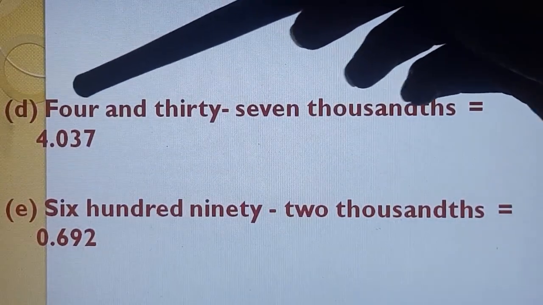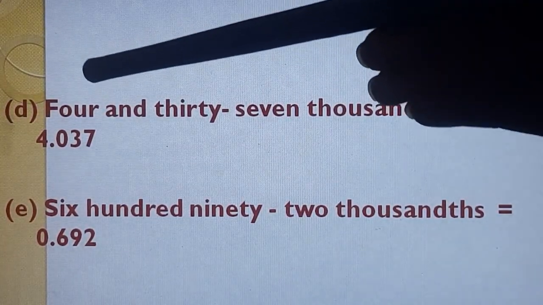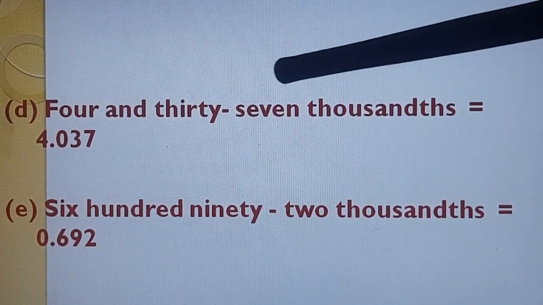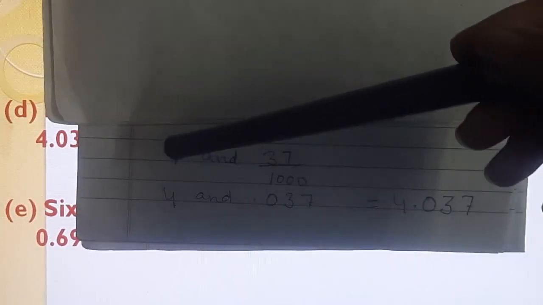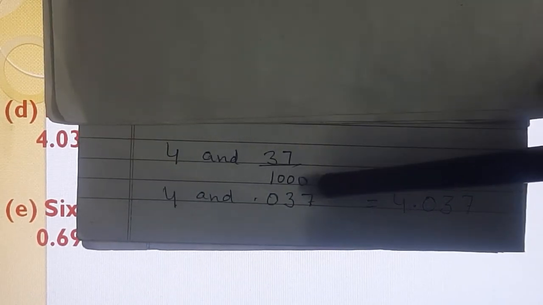D part, 4 and 37,000th. 4 ones, 37,000. That is 4 decimal 037. We can understand it like this. So look here, 4 and 37,000. That is 37 upon 1000.